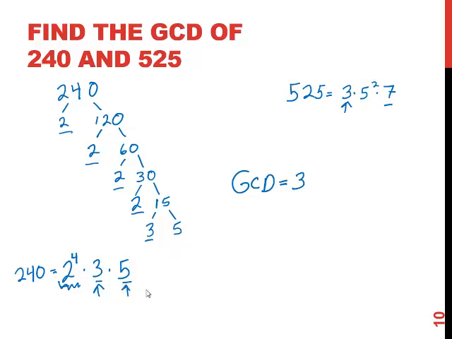I have a 5. Now this is 5 to the 1st. I'm just too lazy to write the 1. I have 1 factor of 5 down here. I have 2 factors of 5 up here. Well, I'm going to select the smaller number of 5's, and since I have 1 in each place, I'll just put 1 in my greatest common divisor. And finally we have a 7 in the 525, but there's not one in the 240, so we'll ignore the 7, and we end up with a greatest common divisor of 3 times 5 is 15.